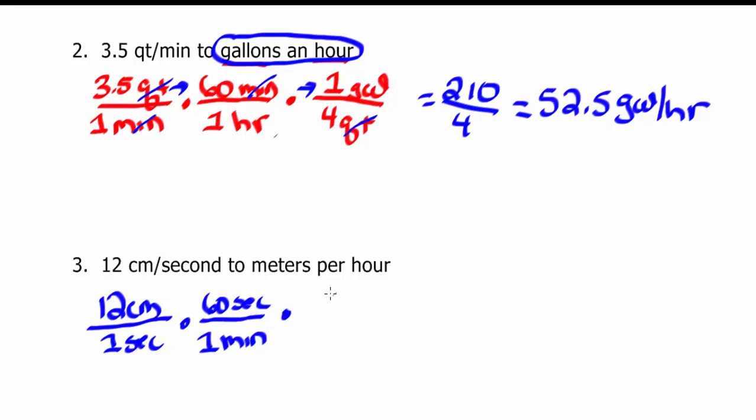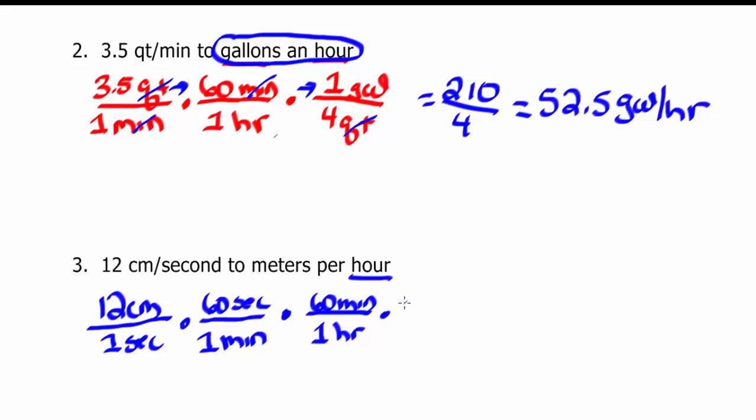And then we still haven't gotten to hours yet. So then we also know that there's 60 minutes in 1 hour. Okay, so we would cancel those out. I know the minutes went up here because the minutes were down here right there. Okay, so we're to hour where we need to be, but we need to get from centimeters to meters.